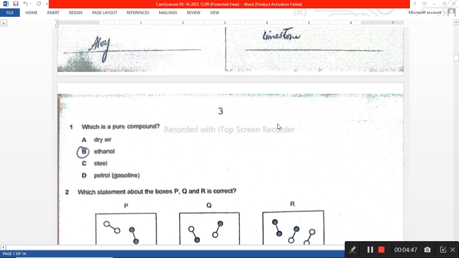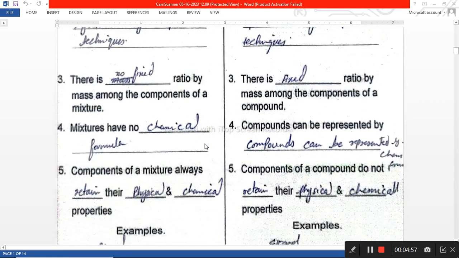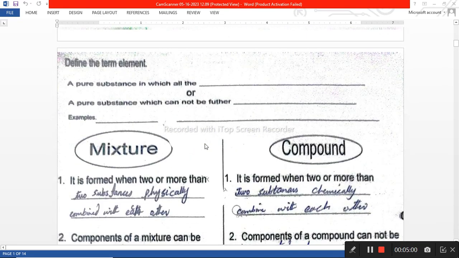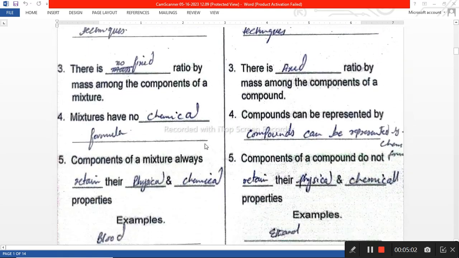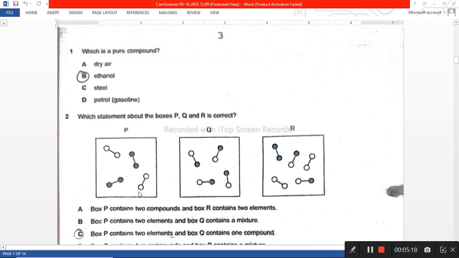Now we have a past paper question, which is a pure compound. Now you have to know what is compound. Right now we have studied what is compound. It is formed when two or more than two substances chemically combine, and the main thing, it is represented by the chemical formula. So dry air has no formula, steel has no formula, petrol has no formula, while ethanol has a formula, and the formula is C2H5OH.